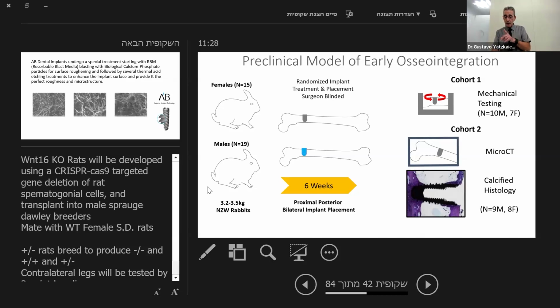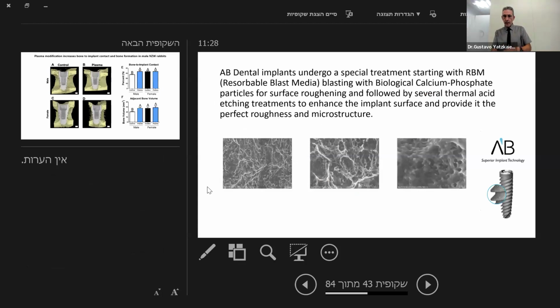At this time, it's important to say that in the first work, they worked with discs, the titanium discs. This time, they work with rods that were prepared by AB Dental with the same surface that we are working with today, meaning RBM. This is a resorbable blast media, blasting with biological calcium phosphate. And in order to achieve this roughness, afterwards they use a thermal treatment with acid etching to achieve the roughness and the microstructure that the company wants.